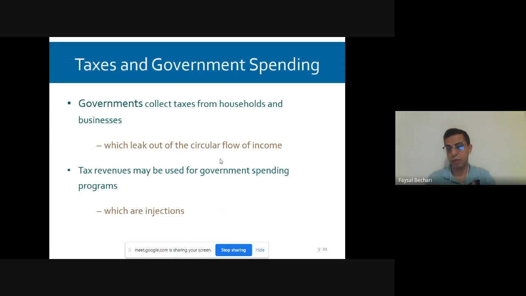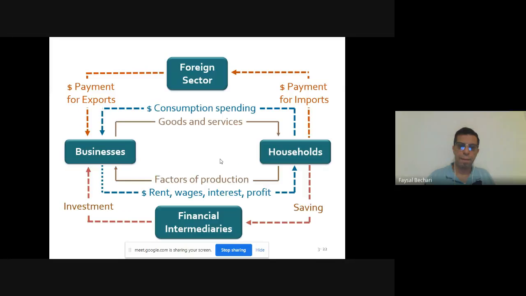Now, taxes and government spending. Government collects tax as usual from the household and businesses, which leaks out of the circular flow of income. Now, the tax revenue may be used for government spending programs, which is an injection again. So when they collect the taxes, it leaks out, and when the government spends the money, making buildings, streets, infrastructure, the government is injecting the money again.